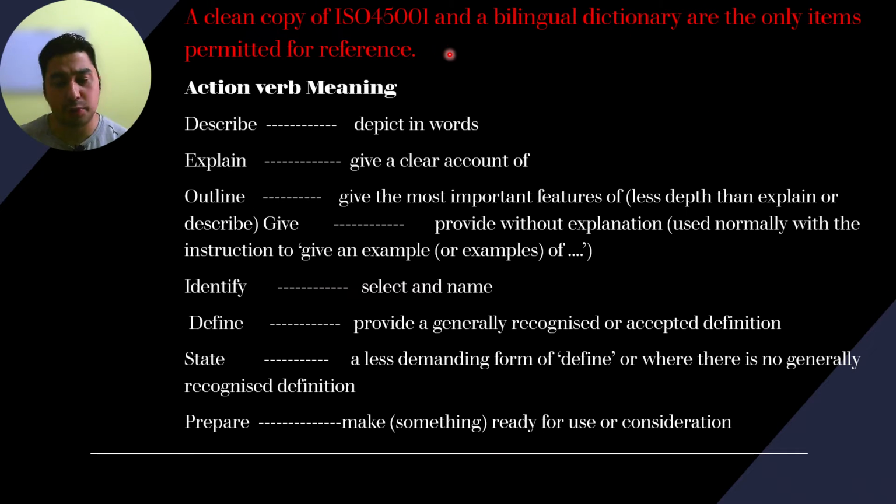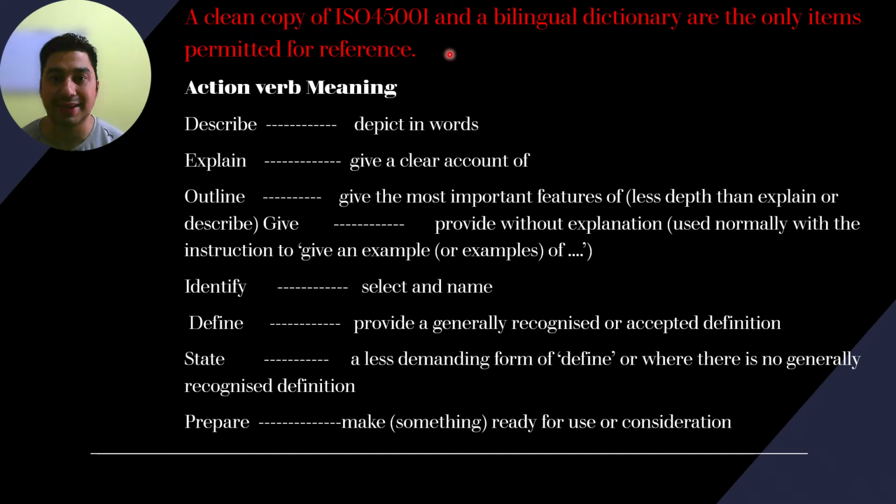You don't need to elaborate. You don't need to explain very well. Okay, you just have to give some words. Identify, then you have to select and name. You have to select something. Let's say the question will ask you to identify the clause that talks about legal requirements. Then you have to identify the clause number, and after that you have to put the name of that clause.